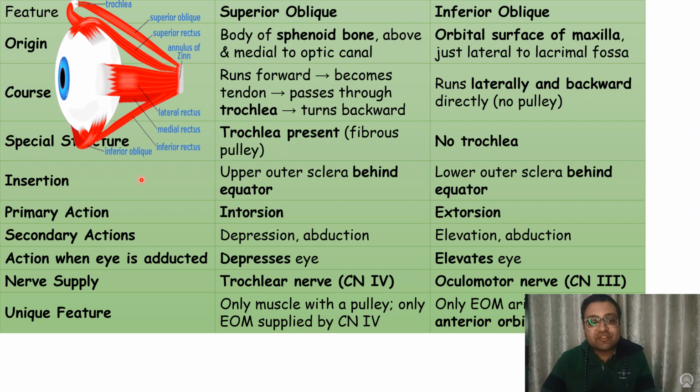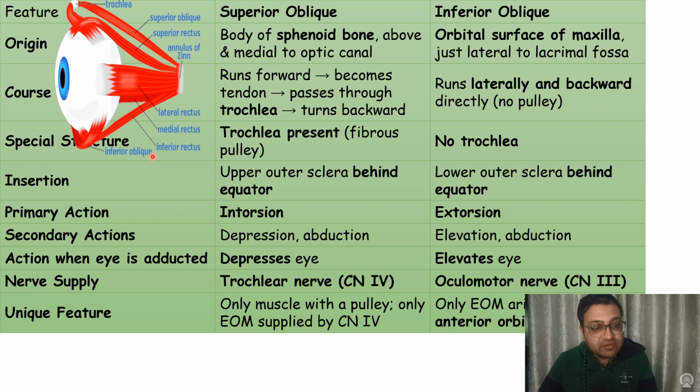All right, so now when we have learnt their insertion, let us study their primary, secondary and the tertiary actions. First of all, we will focus on superior oblique. Superior oblique gets inserted posterior to the equator, but superiorly. So the first action will be intorsion, the secondary action will be depression, and the tertiary action will be abduction. Similarly, with inferior oblique, the primary action will be extorsion, the secondary action will be elevation, and the tertiary will be abduction.